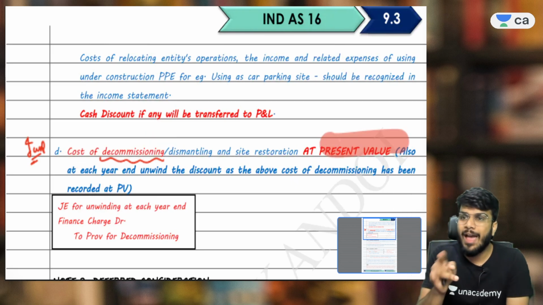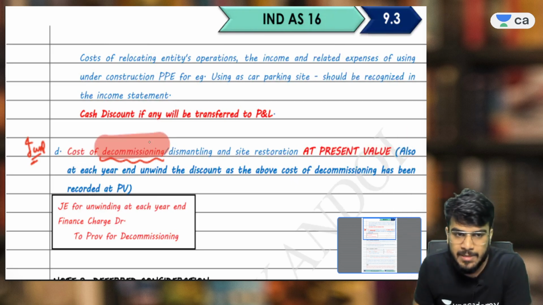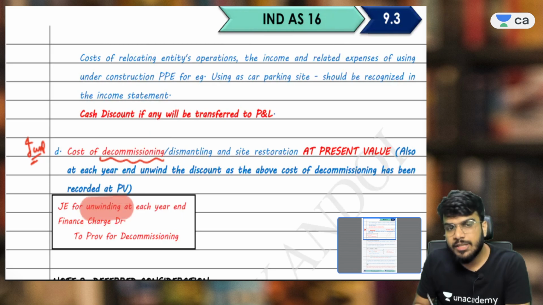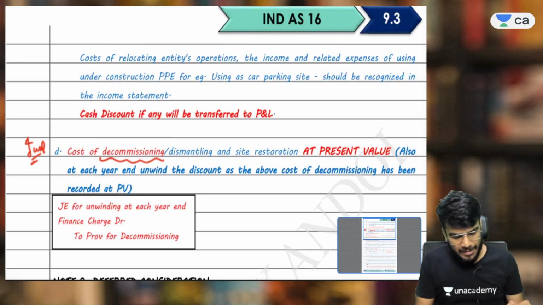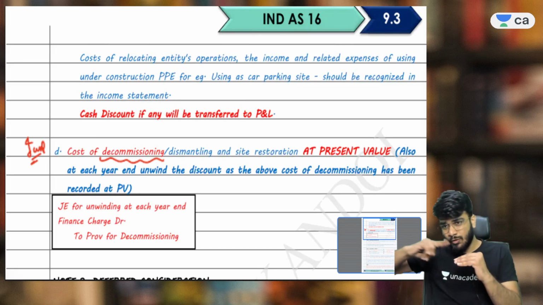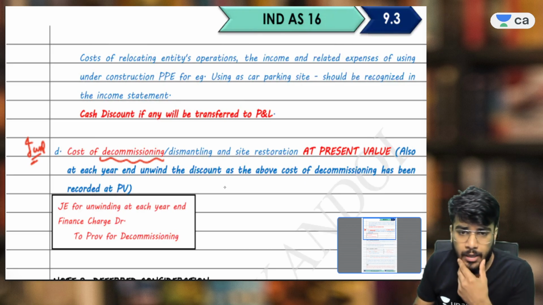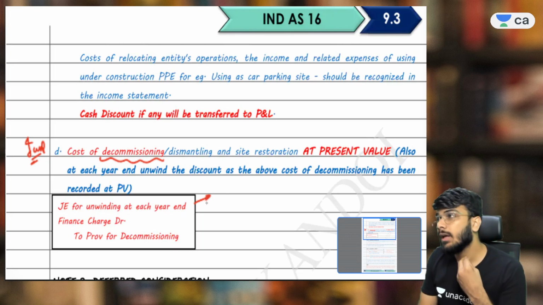Now, because you have recorded such decommissioning cost at present value, every year end you will have to do a certain unwinding. What is the meaning of unwinding? Taking the present value towards the future value. So every year you will do some unwinding. But how do we record such amount? How do we calculate such amount?